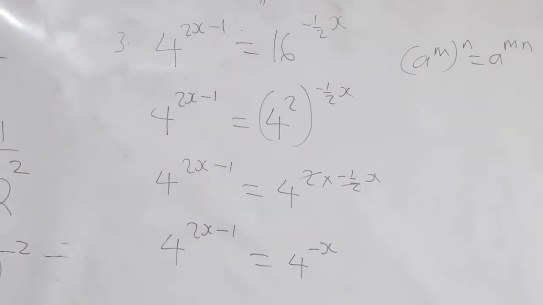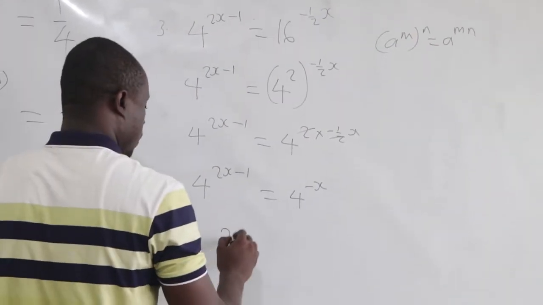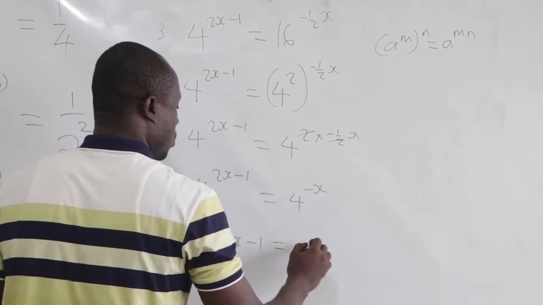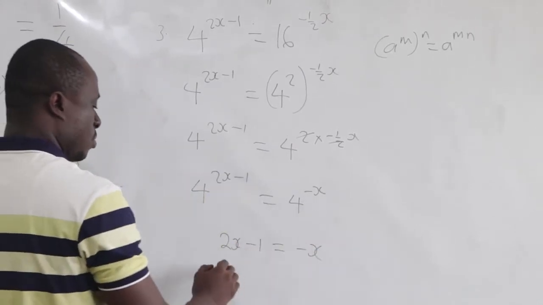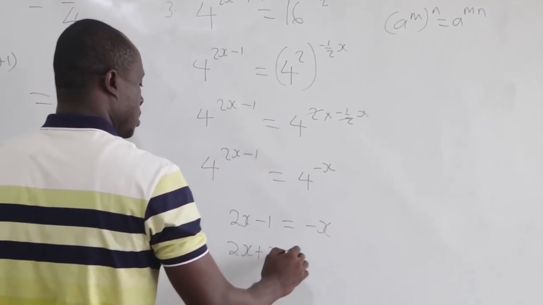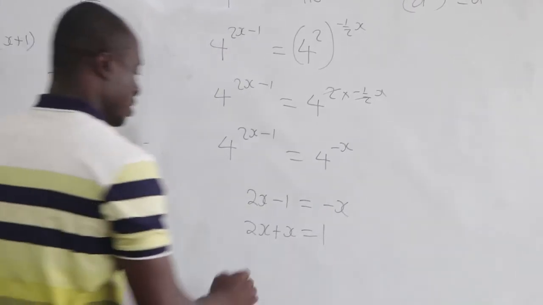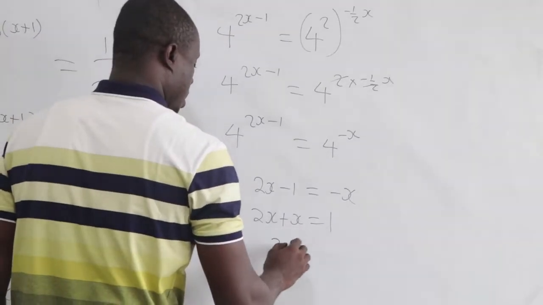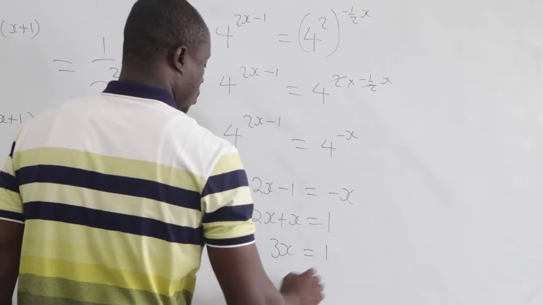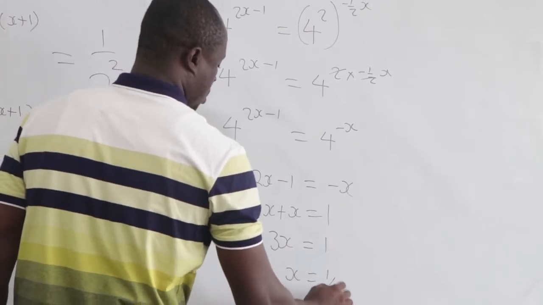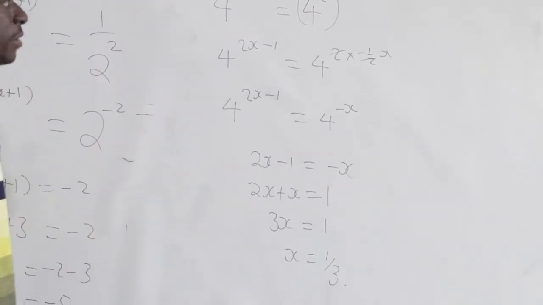What can we do? The bases are the same. We equate the exponents. We have 2x minus 1 equal to negative x. This has to go, this has to go there. 2x plus x equal to positive 1. 2x plus x, this is 3x equal to 1. x is 1 over 3.